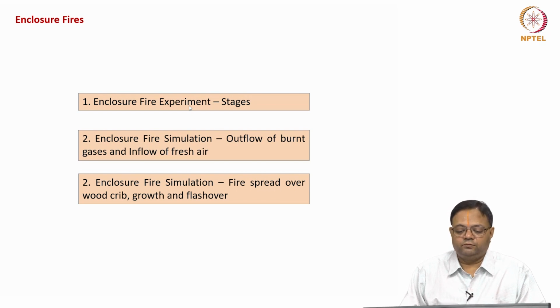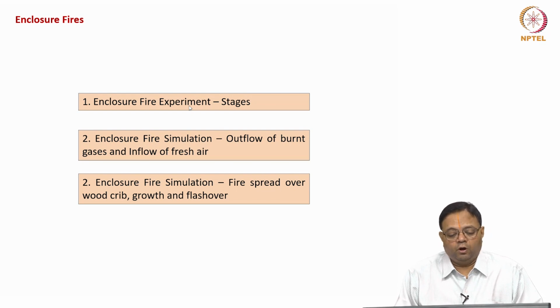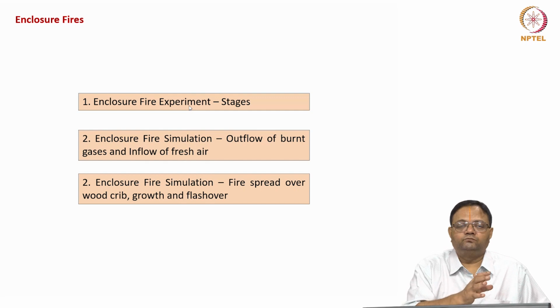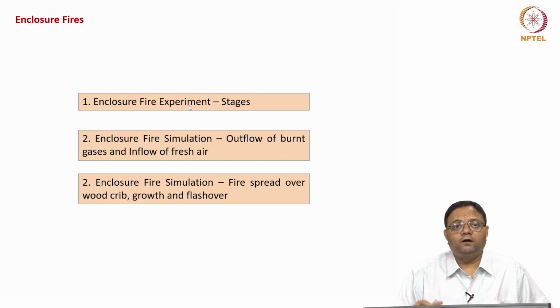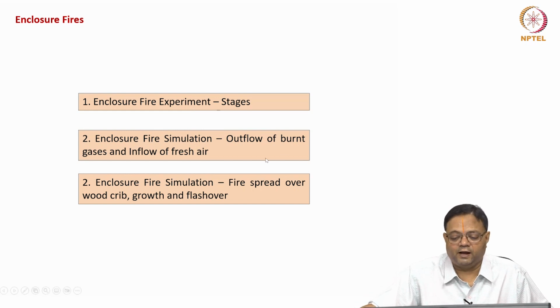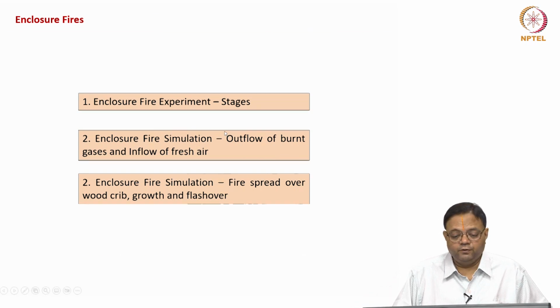The third one is the fire set over some series of wood cribs which are kept, and how the fire actually initiates, tries to spread over the wood cribs, and how the adjacent wood cribs are ignited by the hot smoke layer descending down, etc. is shown. So we will see about the characteristics of these three fires.